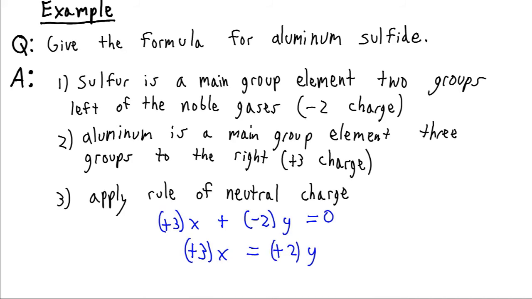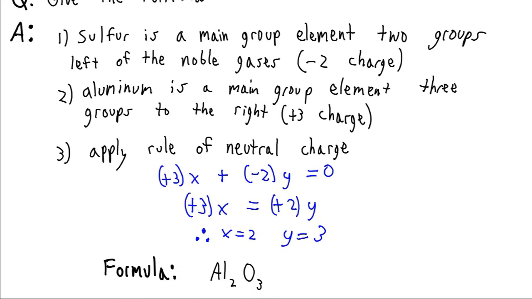Well, what could we set x and y equal to make this a true equation? Well, it's pretty easy. If we multiply this 3 by 2, and we multiply this 2 by 3, 2 times 3 definitely equals 3 times 2. So that will solve our equation. That must mean that we have 2 of our aluminums and 3 of our sulfurs. So this is the formula for that substance, Al2S3.